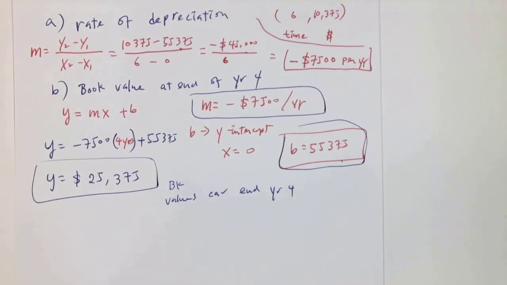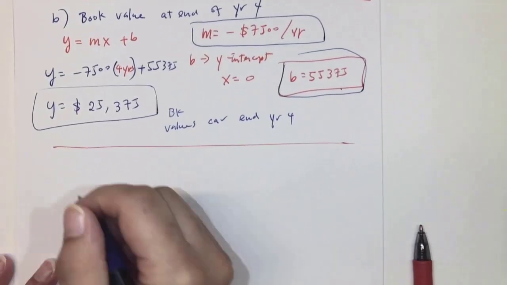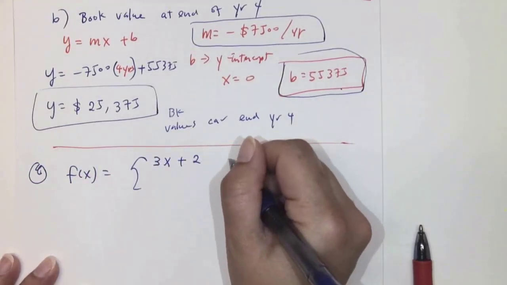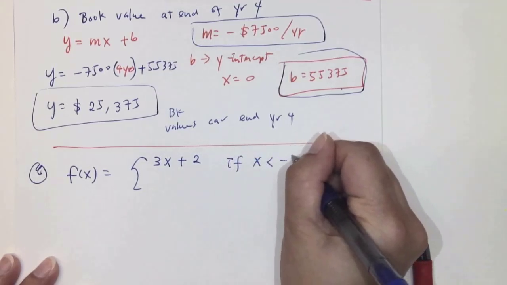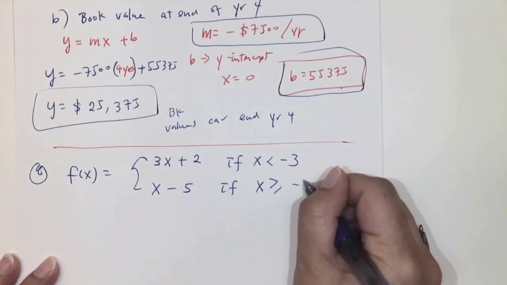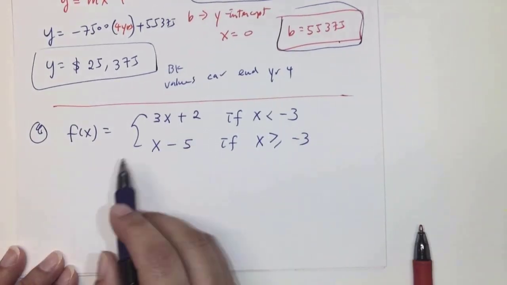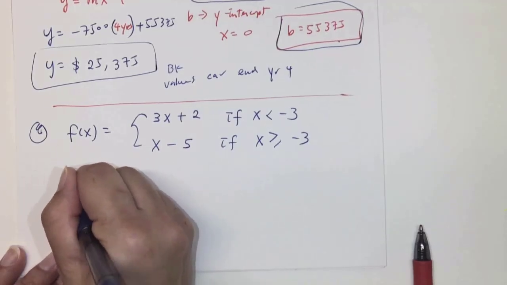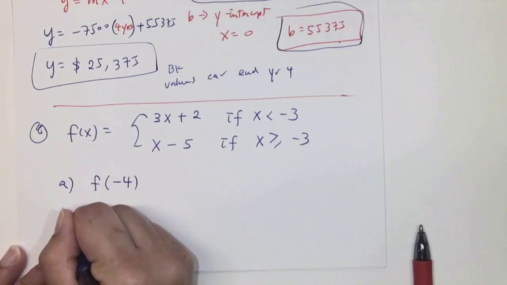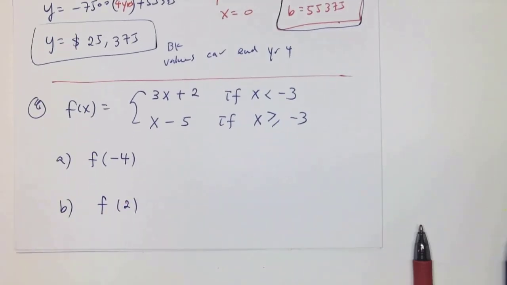Okay, so now let's look at another one. So one of the questions is from the piecewise functions. If you have, say, 3x plus 2 when x is less than negative 3 and x minus 5 if x is greater than or equal to negative 3. So this is the question. Based on the x value, you need to find a different function to plug it in. So one asks f of negative 4 and one asks for f of 2. So we have to decide which function to plug it in.